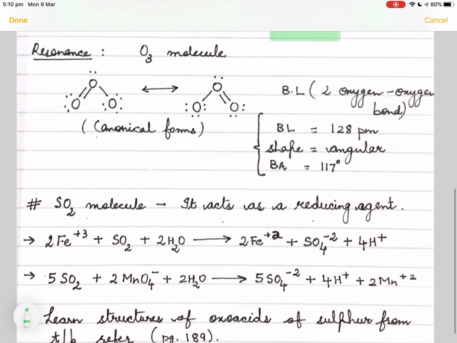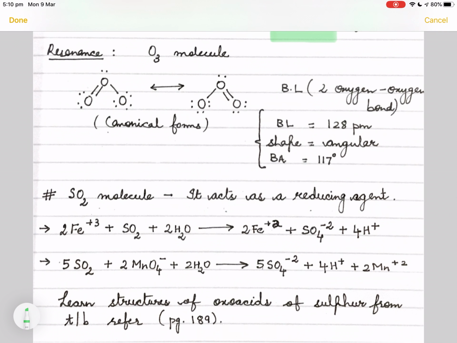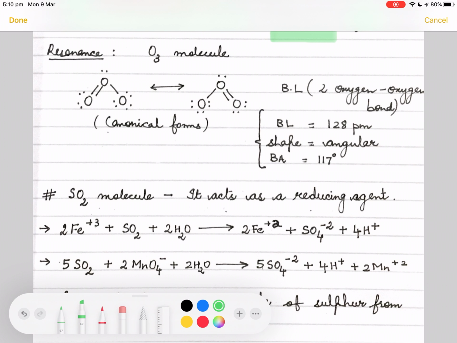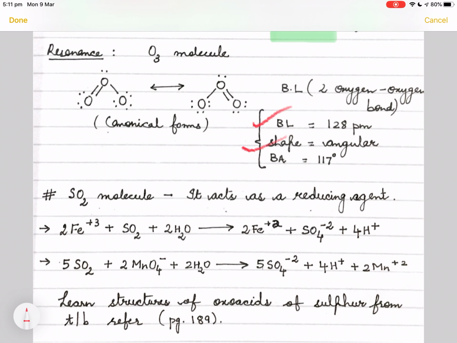The next two important points are about resonance of the ozone molecule. Resonance shows that both the bonds between the oxygen atoms are the same. Since those two bonds are the same, we say it is because of resonance. You need to learn their bond length, the shape is angular, as well as the bond angle, that is 107 degree.